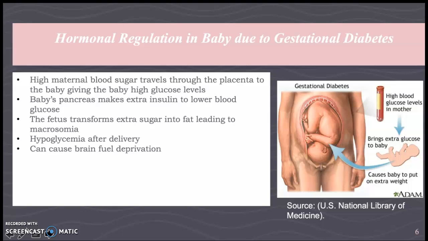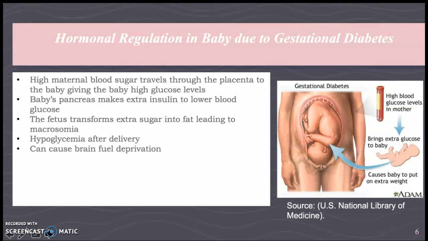So, hormonal regulation in the baby due to gestational diabetes. High maternal blood sugar travels through the placenta and causes the baby to have high glucose levels. As we said, the baby's pancreas makes extra insulin in order to lower that blood glucose. And the fetus can transform that extra sugar into fat, and this leads to that syndrome called macrosomia, which is just larger weight or more excessive fat than average.